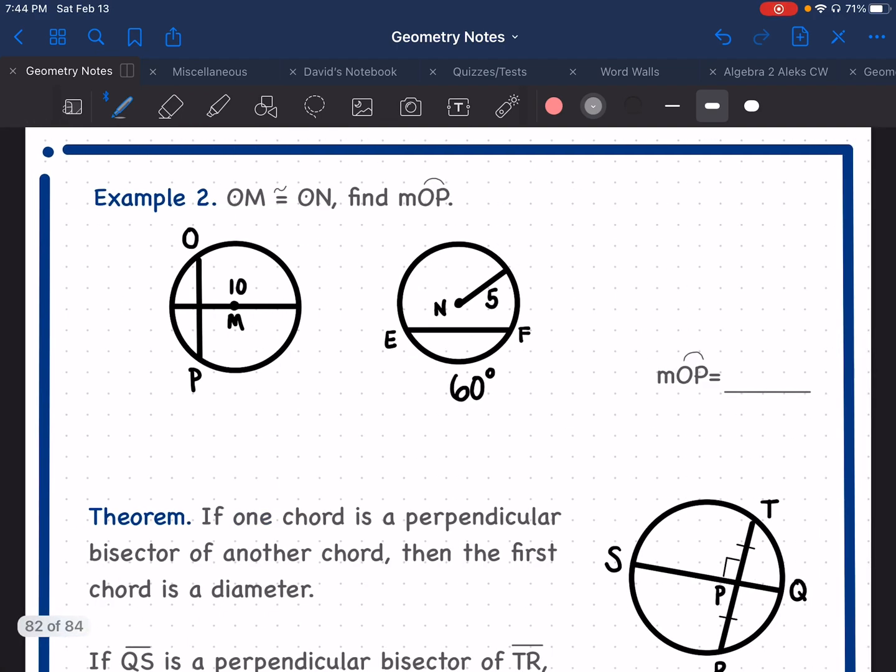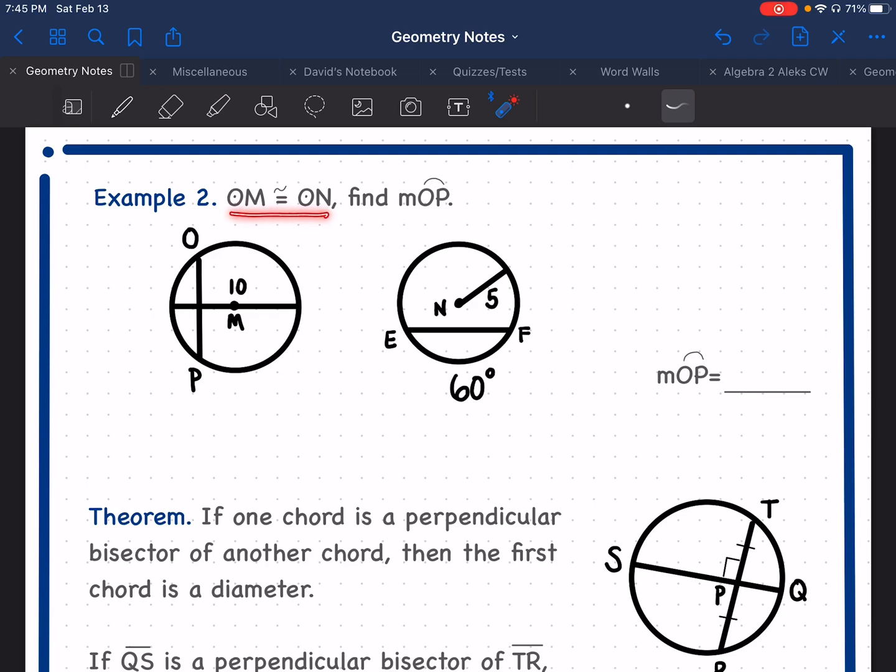All right, let's take a look at another example. I have 2 congruent circles, M and N. They want me to find the measure of OP. Now, it's not so obvious that these 2 are congruent circles. I can see that one is marking the diameter and one is marking the radius. But remember, the radius is just half of the diameter, and 10 divided by 2 is 5. So these 2 both have a radius of 5, which makes them congruent circles.